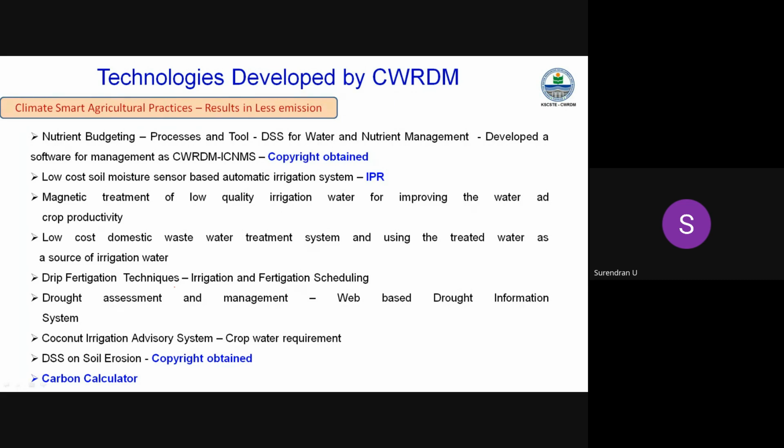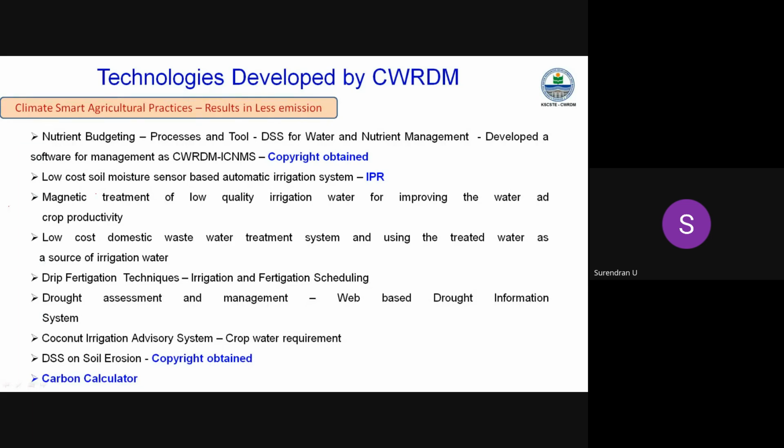Nutrient budgeting. This is one software for which we have obtained the copyright. It is an integrated crop nutrient management software, which will help you derive the nutrient recommendations if you provide the database, like the soil samples or soil type, or if you have some database. Then another one is a low cost soil moisture sensor based automatic irrigation system. This we have filed for the patent, which is yet to be granted. And then magnetic treatment of low quality irrigation water for improving the water and crop productivity.